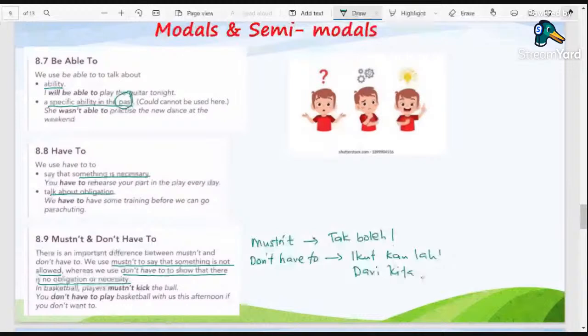So contohnya kat sini. In basketball, players mustn't kick the ball. Dalam permainan bola keranjang, player tak boleh sepak. So kau tak boleh buat langsung. Okay, mesti kau jangan buat.